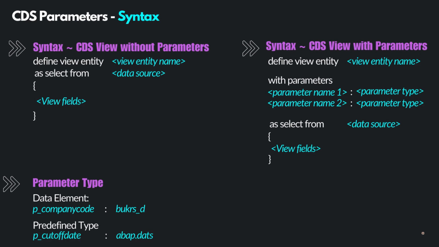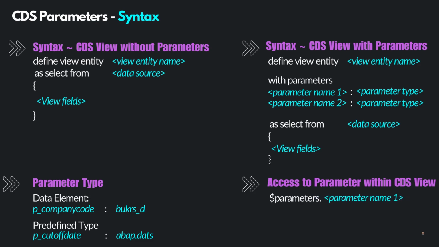There's one last thing that we should know about the syntax before we jump into the coding part, and that is, once you have defined the parameter in the parameter list at the top of the view definition, how do you go about accessing this parameter within the view definition? The syntax to do that is like this. We specify the dollar symbol, so $parameters. followed by the parameter name.